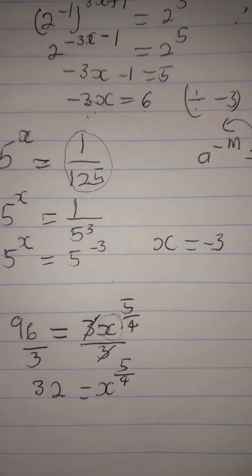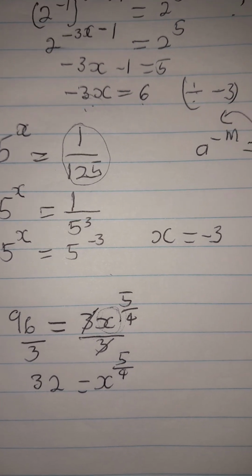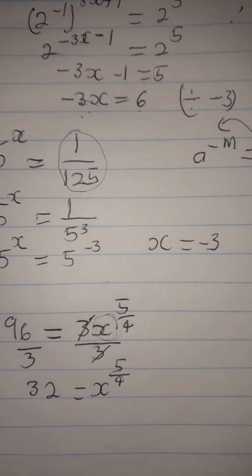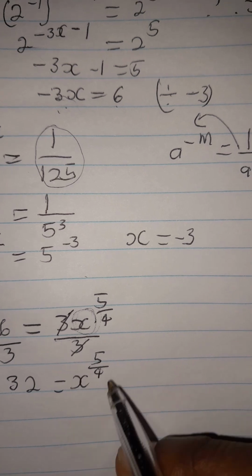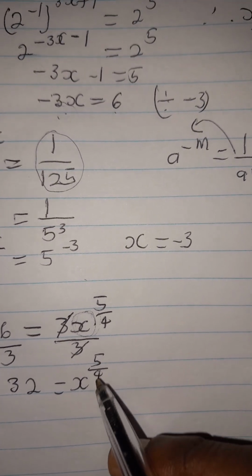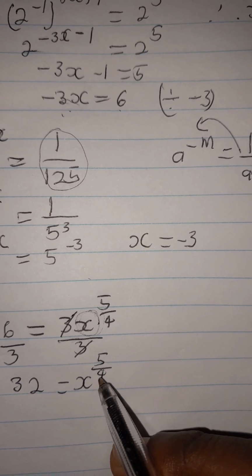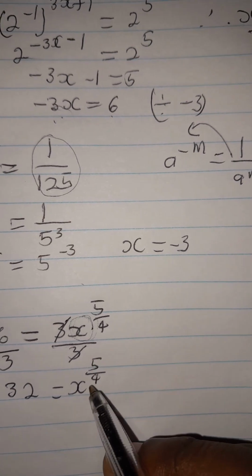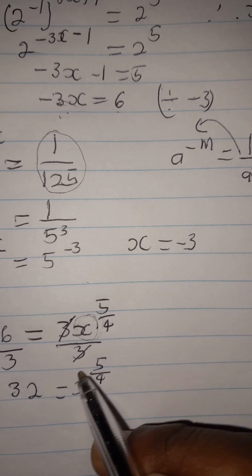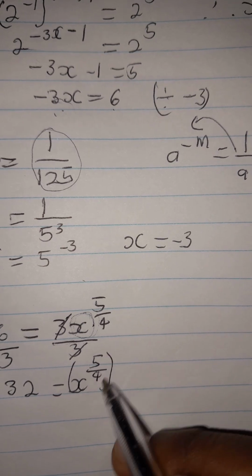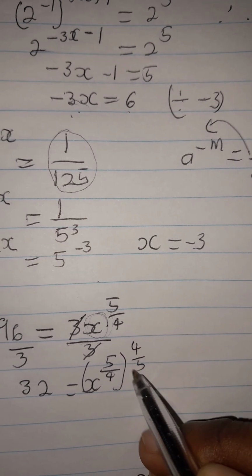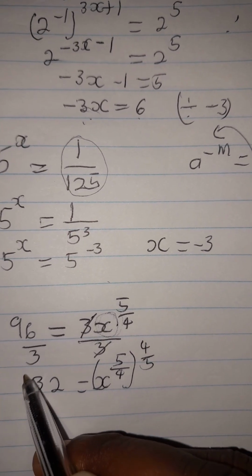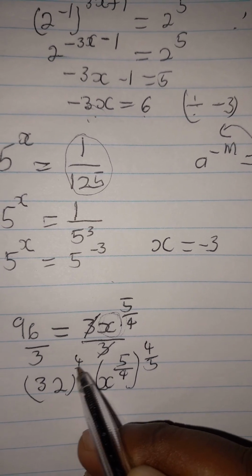So in our series of videos, we will learn more about rational exponents. But the rule says that the numerator becomes the denominator, and the denominator becomes the numerator. So in this case, we are going to have 4 over 5. So even here, we're going to have 4 over 5.